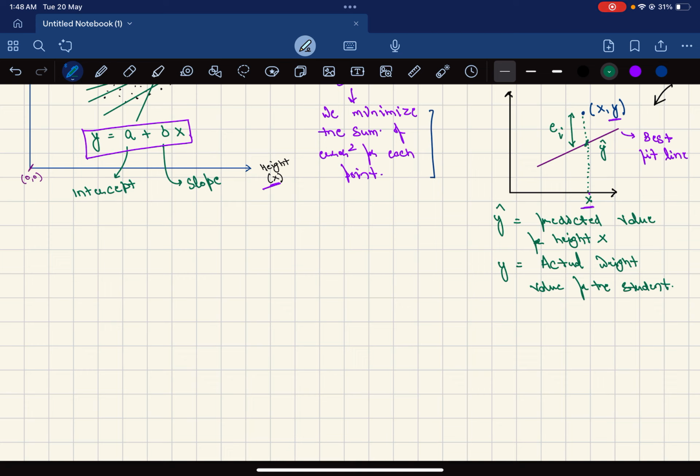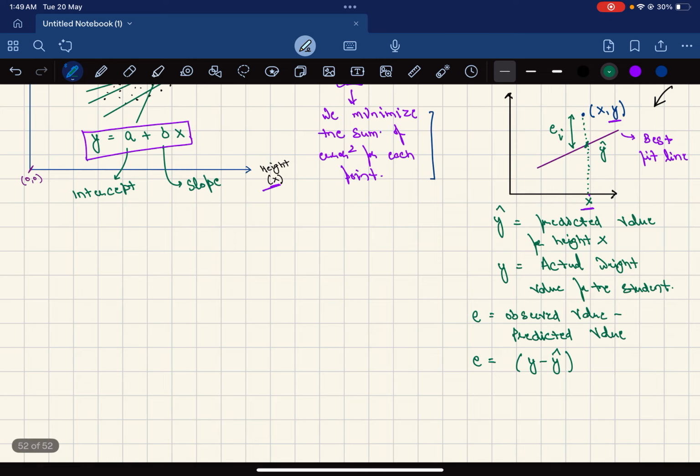Therefore, what would be the error? Error is computed as observed value minus predicted value. So this is called forecasting error, and this can be written as y minus y hat. Since y is the observed value, that is the actual value, and y hat is the predicted value. Now, one thing to note, I have written here as e i. So what does i represent? i is nothing but the student i.